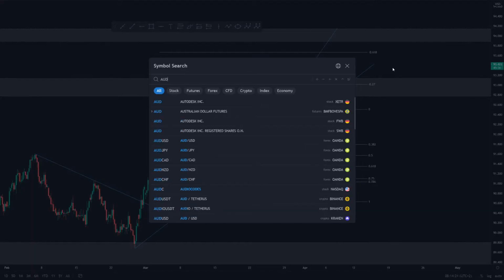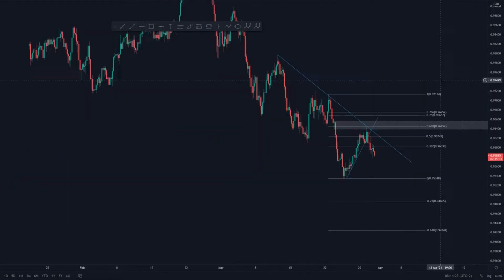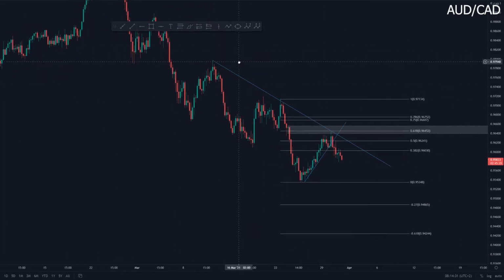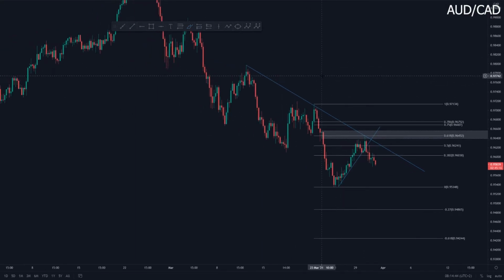So now let's head over to Aussie CAD. So what can we expect from Aussie CAD today? Well, as we can all see, Aussie CAD played out perfectly. We're still in this obvious downtrend structure. We have our lower lows and our lower highs. We can draw in this descending trend line, which creates a very nice bearish bias.